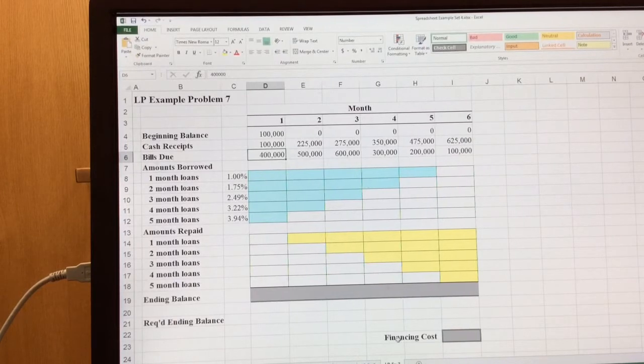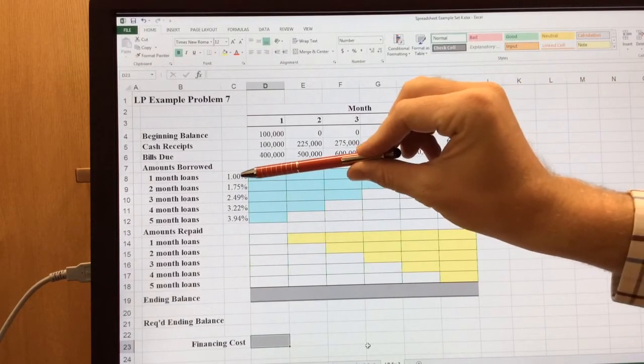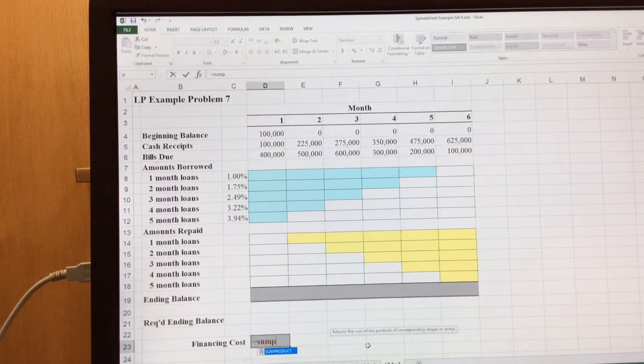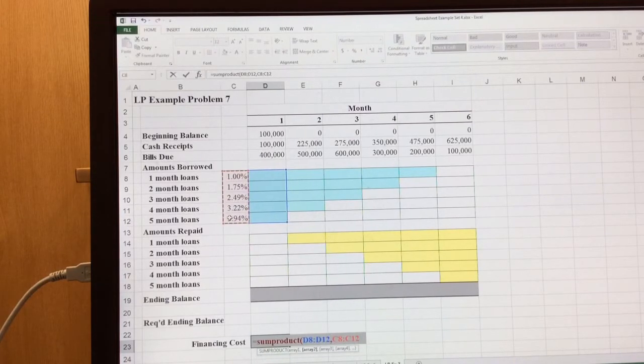Now I'm going to move, in your template you have financing cost over here. I'm going to move this over here just so it's a little easier to see on the screen. Okay, so our financing cost, what we want is x1 times 0.01 plus x2 times 0.0175. So this is going to equal the sum product of our x1 through x5 coupled with the interest rates on the loans of that length.